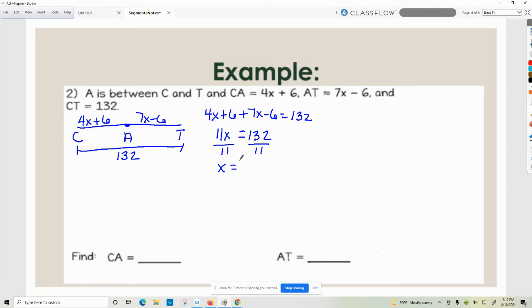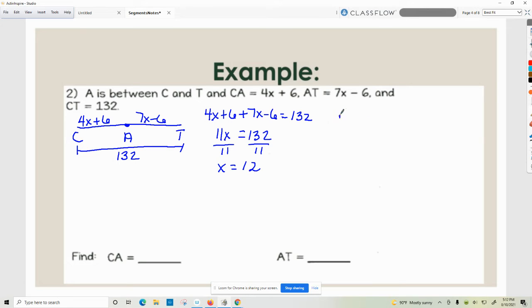So x is going to equal 12. Now, sometimes that's exactly what they want. They just want me to find that value that's going to make everything happen. But when I look at the bottom, it says find the length of C to A and the length of A to T. So this is where once again, I'm going to go back and substitute it in.